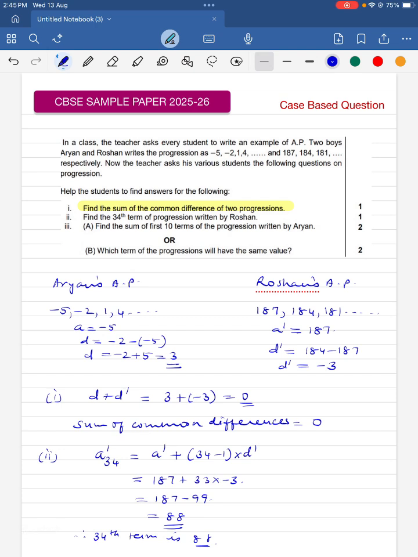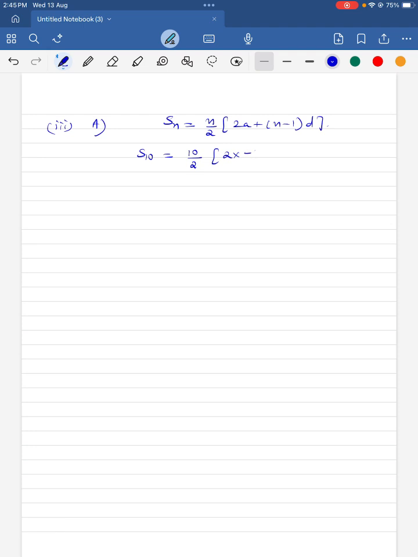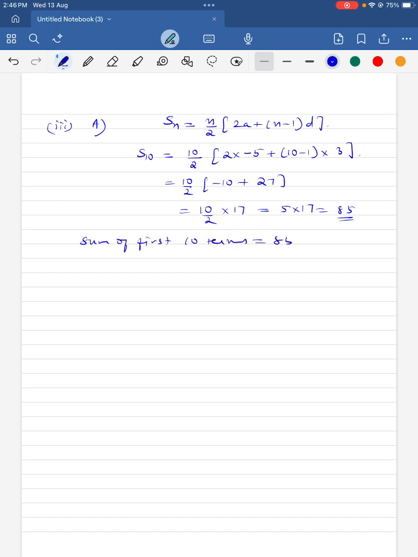They are asking you to find the sum of the first 10 terms of the progression written by Aryan. So A would be -5, and plus (10 minus 1) into D, which was 3. So this is equal to 10 by 2 into (-10 plus 27), which is 10 by 2 times 17, or 5 times 17, which gives 85. So the sum of the first 10 terms is equal to 85.